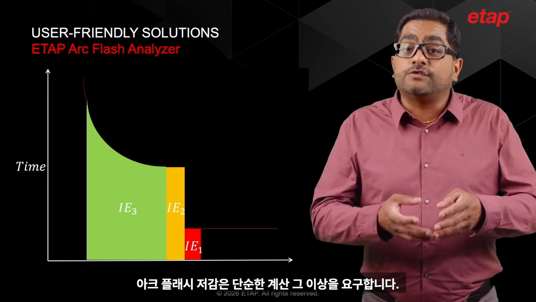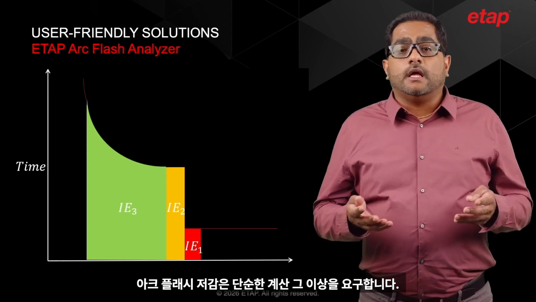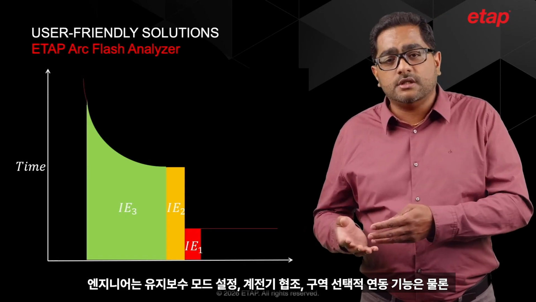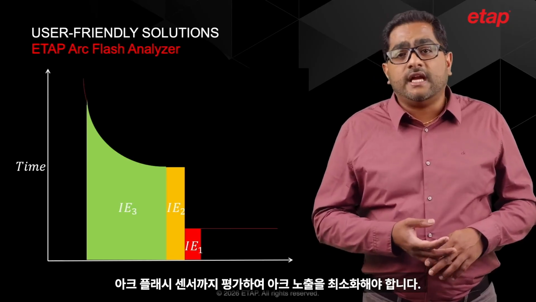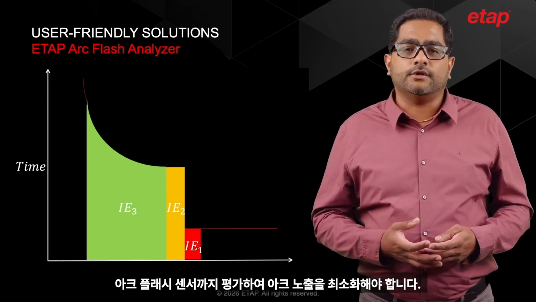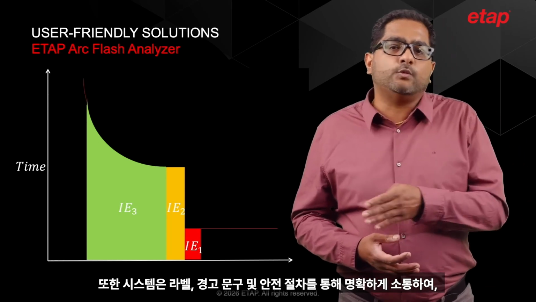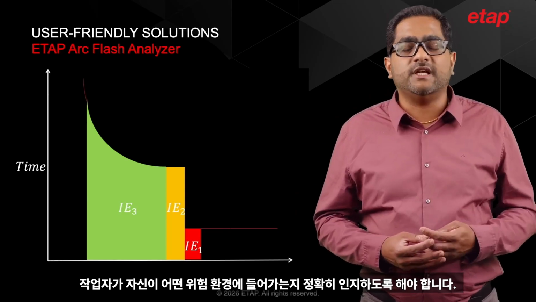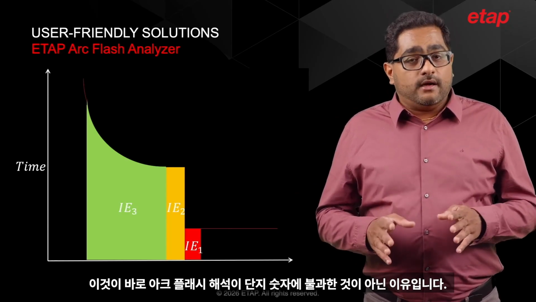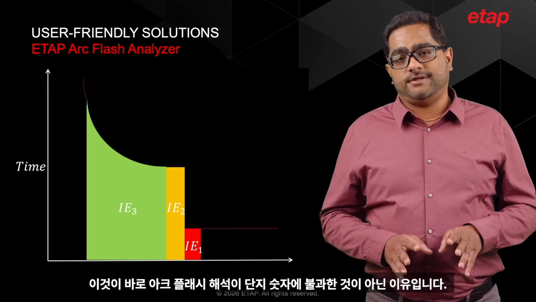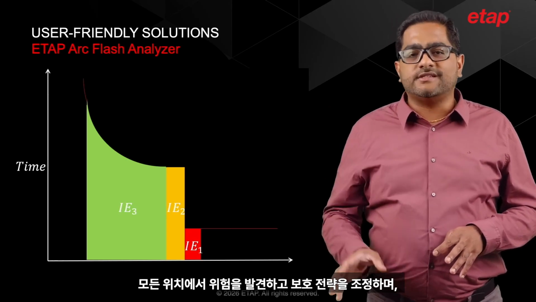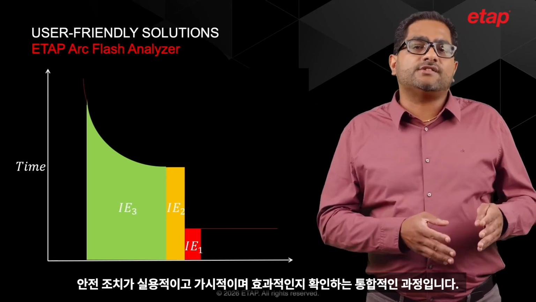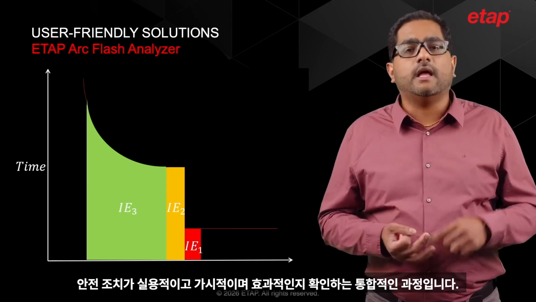Arc flash mitigation goes beyond calculations. Engineers must evaluate maintenance mode settings, relay coordination, zone selective interlocking, and even arc flash sensors to minimize exposure. And the system must clearly communicate with labels, warnings, and procedures so personnel know exactly what they are stepping into. This is why arc flash analysis is not just about numbers. It's about uncovering risk at every location, aligning protection strategies, and ensuring that safety measures are practical, visible, and effective.